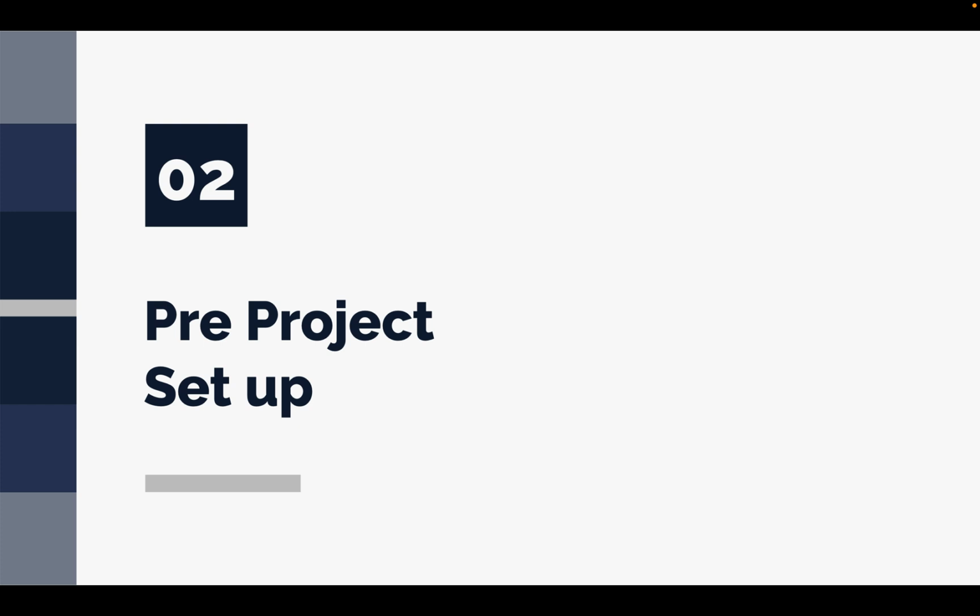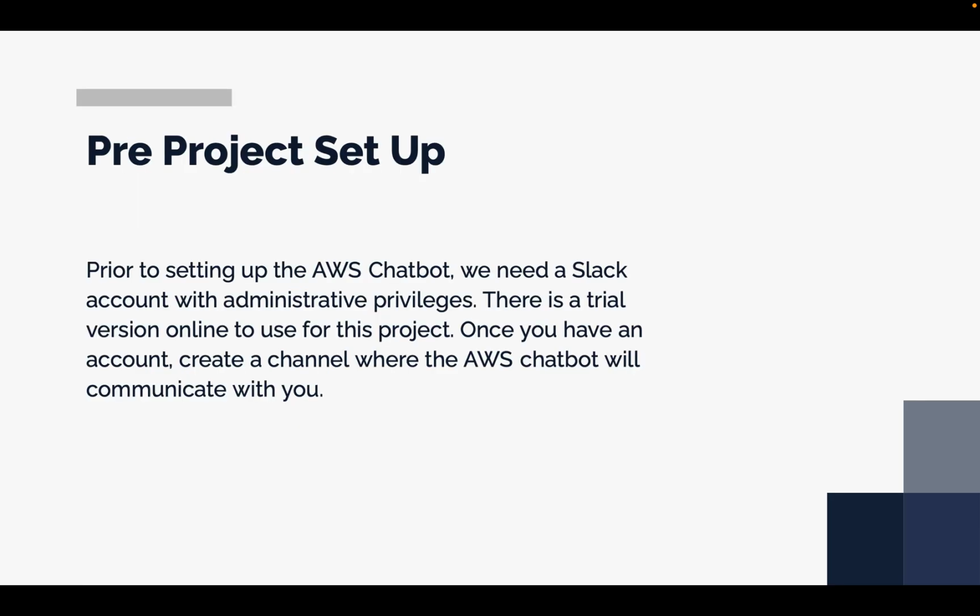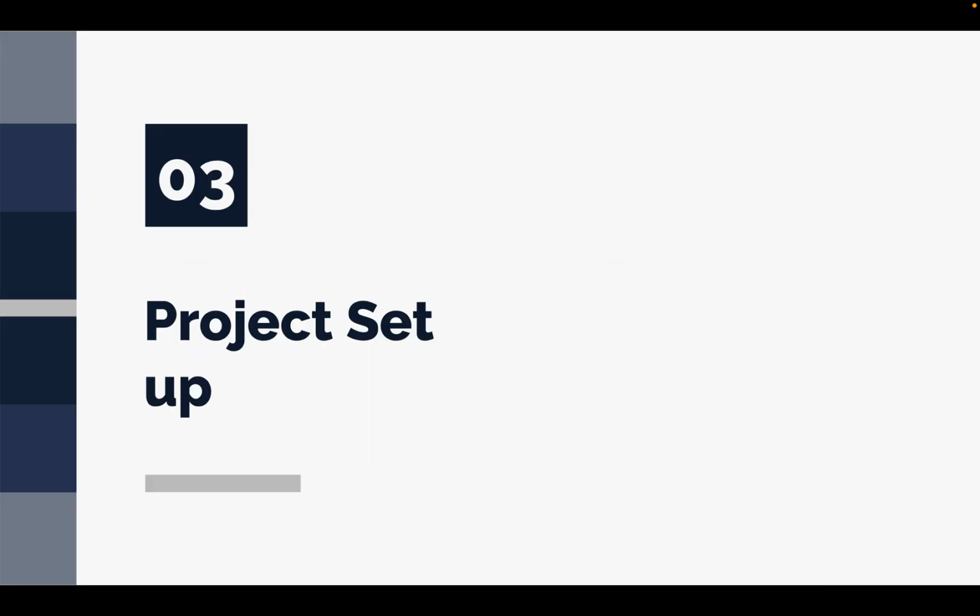Awesome. So pre-project setup. For my pre-project setup, there were 2 things I needed to do. First, I needed to get a Slack account with administrative privileges. This is not just the standard account. There is a free trial that allows you to have the administrative privileges for 30 days and set up channels and so on and so forth. So I needed that account to start out with, and then once I did that, I created a channel where the AWS chatbot would reside and communicate with me. It's just a simple channel. It's only me and AWS chatbot.